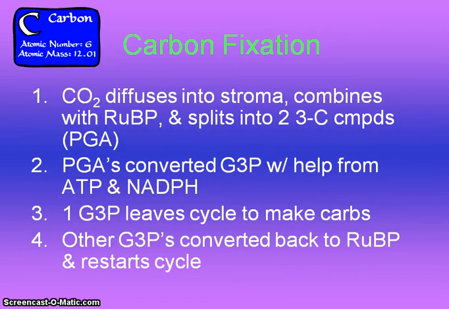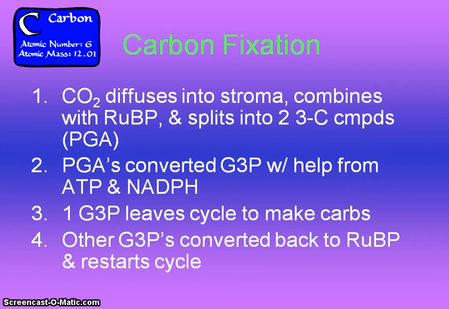This process has a number of steps. It begins when CO2 diffuses into the stroma, which is the liquid portion of the chloroplast, and combines with a molecule called RuBP. When it does that, it splits that molecule into two 3-carbon compounds. So we say we're fixing carbon in C3 plants with this process. Those new compounds are called PGA. Those PGAs are then converted into G3P, which in some older textbooks is also referred to as PGAL. They're converted with the help of some of the stored energy from the light reactions, the ATP and NADPH.